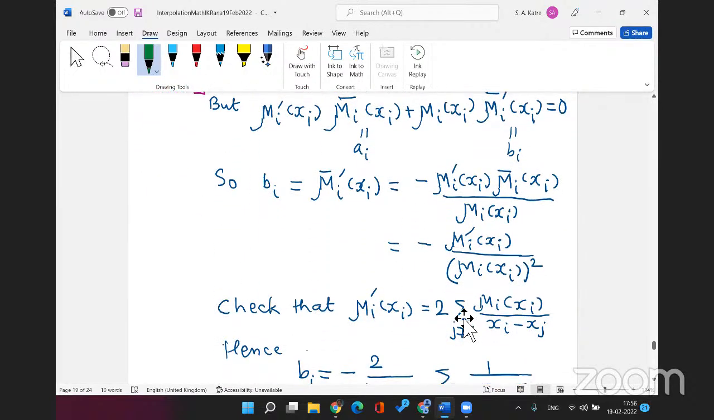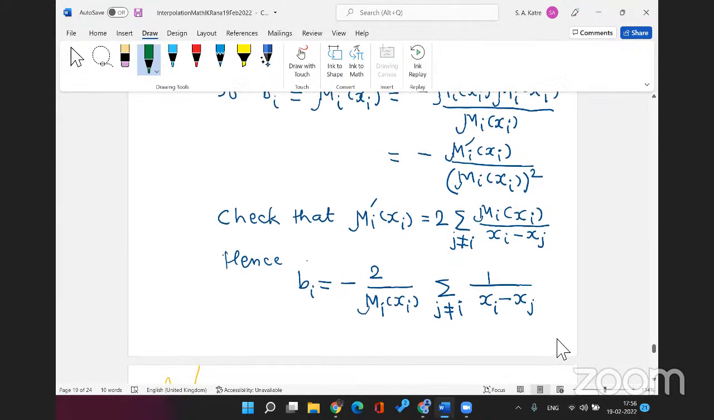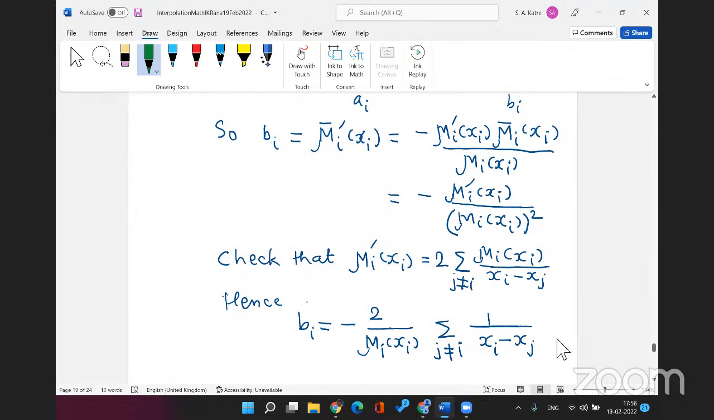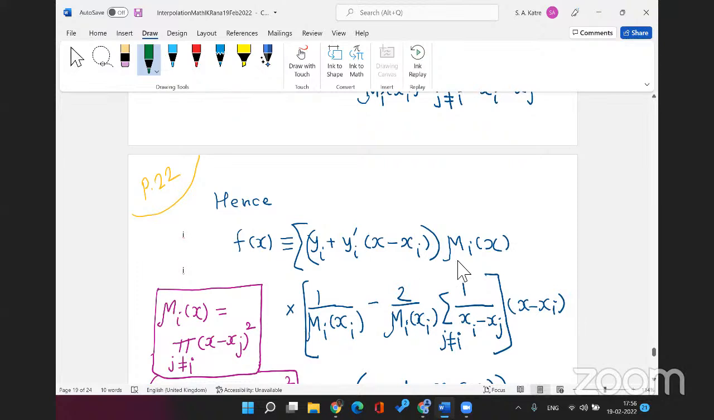You can just put it here, and M_i dash(x_i) comes out to be 2 times M_i(x_i) upon (x_i minus x_j). Now these are simplifications which we have to do, and then you have to check that it can be simplified to this formula, and b_i comes out to be this. Once you do this, you get f(x) is equal to this formula that I mentioned, comes out here.